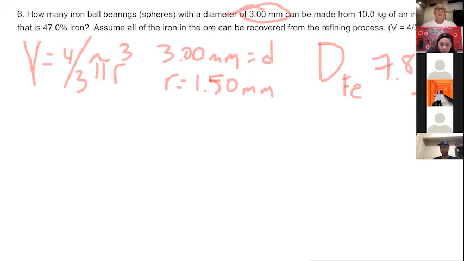So I'm going to let you guys work on this for about 5 minutes or so, and then I'll come back and see how you're doing. Remember, your volume needs to be in cubic centimeters. And remember, if you have 10 kilograms of iron ore that's 47% iron, and you recover all the iron from it, how much iron do you get?